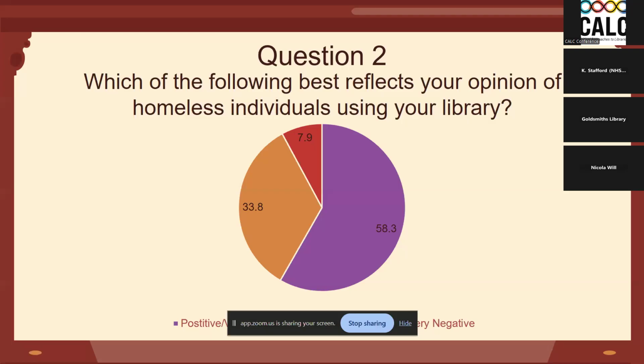The 7.9% of respondents who selected either negative or very negative, which was about 12 of them, is by no means statistically insignificant. It amounts to almost 1 in 10 after all. But it does reveal that a huge majority of library staff at least profess not to have a specific problem with homeless individuals using the library, which I think is great.